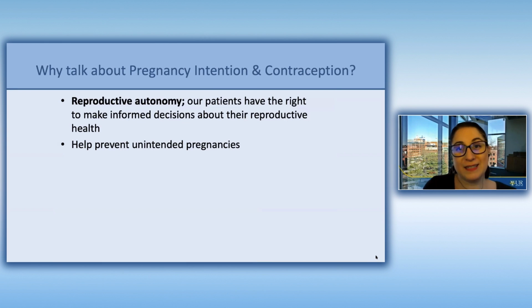Why talk about pregnancy and contraception in the first place? Really, regardless of age, I guess postmenopausal would be excluded, but it really comes down to reproductive justice and reproductive autonomy. Our patients have the right to make informed decisions about their reproductive health. And that is not for us to decide, it is for them to decide. Our role is to provide them the information and the tools that they need to make that decision for themselves and really help prevent unintended pregnancies.